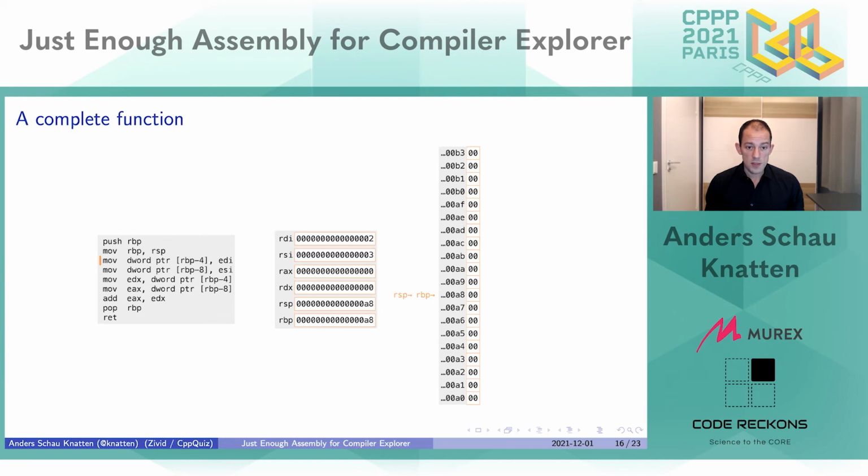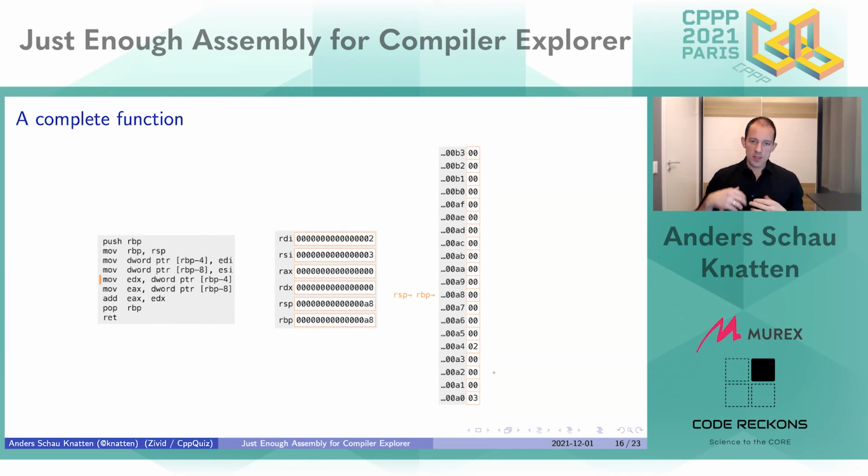Right. Let's see what GCC decided to do. So we just wanted some RDI and RSI, but what did GCC do? Well, it decided to put EDI and ESI onto our part of the stack. So at RBP -4 and -8, we get the values of 2 and 3.